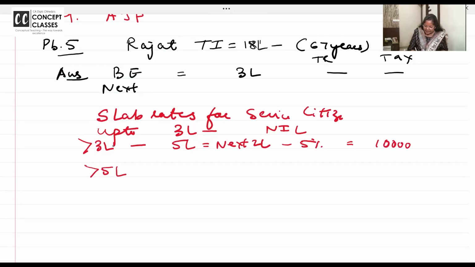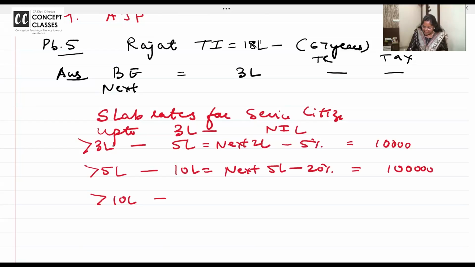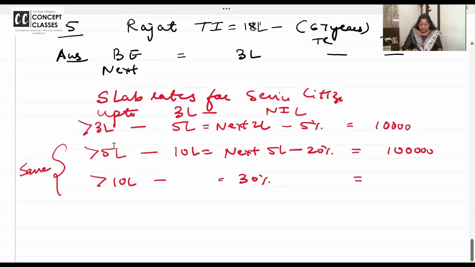Greater than 5 lakh to 10 lakh. So on the next 5 lakh, it will be how much? 20%, 1 lakh. And greater than 10 lakh, it is 30%. So these are your slabs. Up to 3 lakh nil, 3 to 5 lakh on the next 2 lakh 5%, 5 lakh to 10 lakh 20%. Ma'am, these two are the same as the first one. Yes, it is the same.